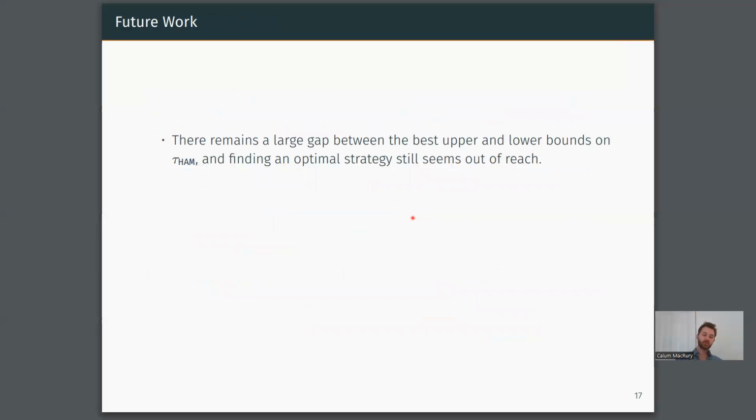Okay, so just to briefly talk about some future work, of course, we made an improvement on the bounds, but there's still quite a large gap between the upper and lower bounds on tau. And finding an optimal strategy still seems quite out of reach at this point.